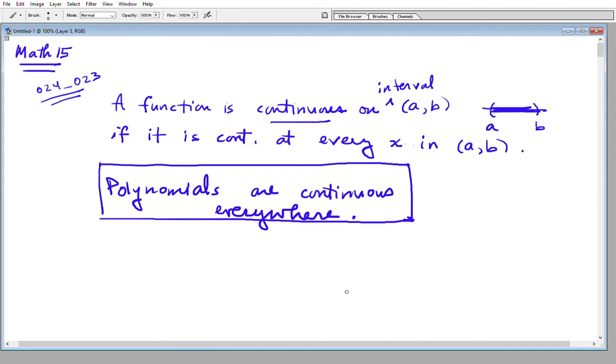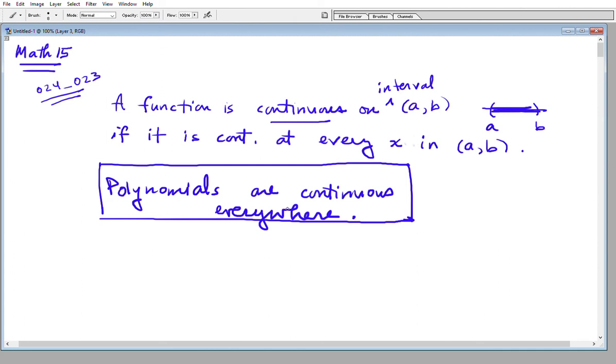Now, I'm going back to 024, 023. Somebody pointed out to me that I forgot to cover the last question on the third problem set in 024, 023. So I want to cover that, something called the intermediate value theorem. Somebody pointed that out to me in an email, and I realized I have to go back and cover that, and then we'll continue on from where we left off.